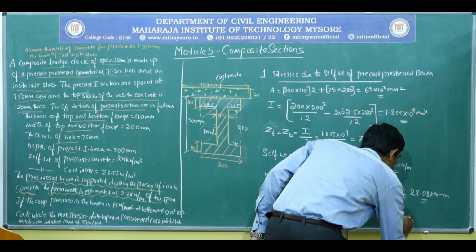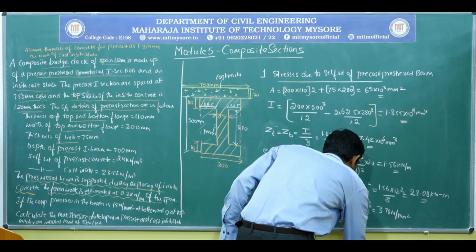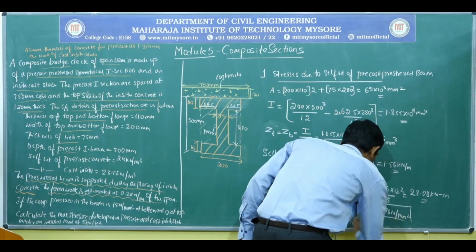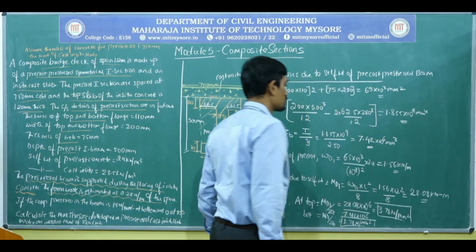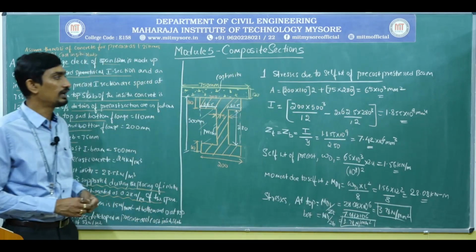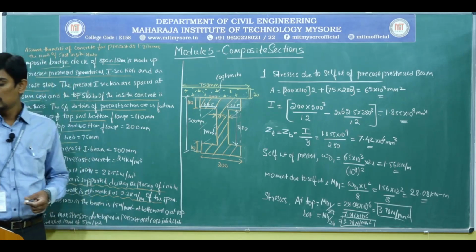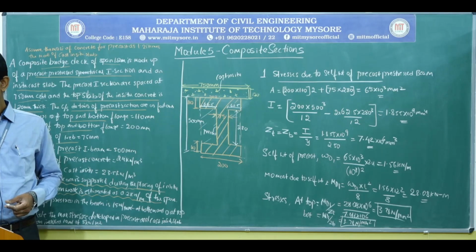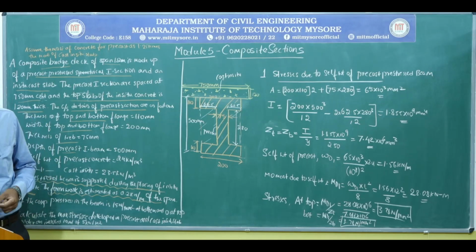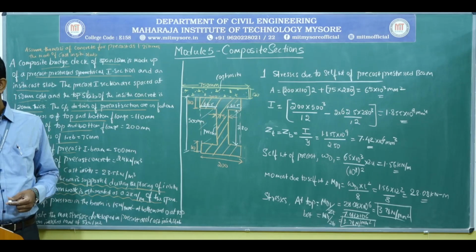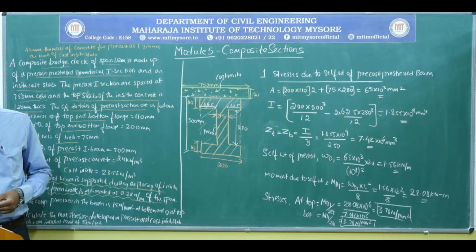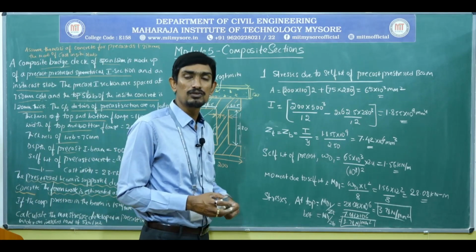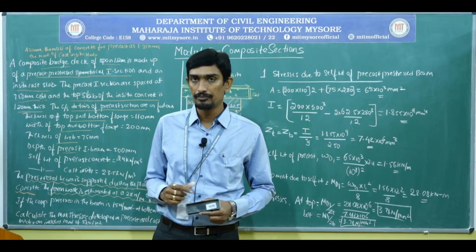3.78 Newton per millimeter square. So both the top and bottom, it is the same, because the ZT and Z bottom are the same. So like this, we need to calculate the stresses due to the self weight of the precast pre-stressed section. Okay, next, so let me move on to the next. I need to go ahead with the calculation of stresses due to the self weight of cast in situ. Am I right?